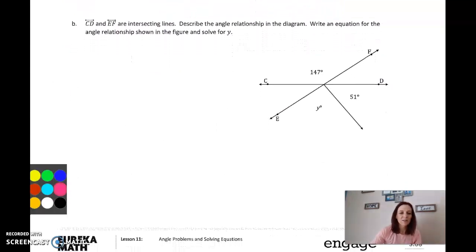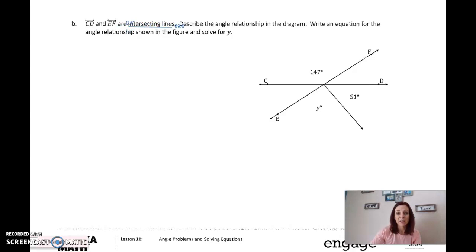All right, now this one tells us that angle CD and angle EF are intersecting lines. Remember, I look for intersecting lines. Get a marker or highlighter, and if there's any long lines that we can point out, it's going to help us. Angles around a line or on a line. It's also going to help us for this one right here.